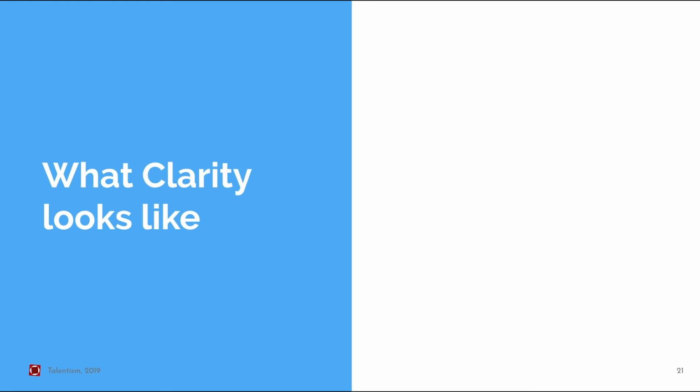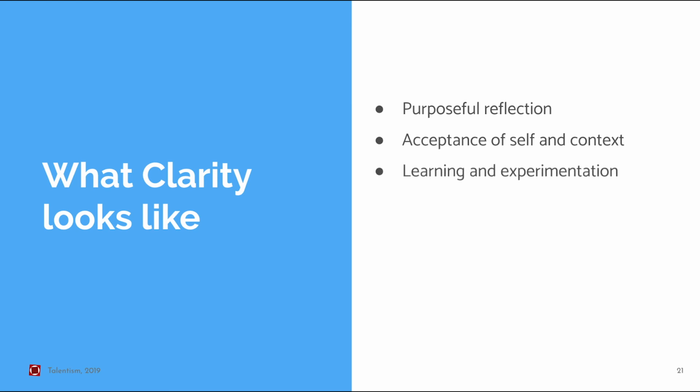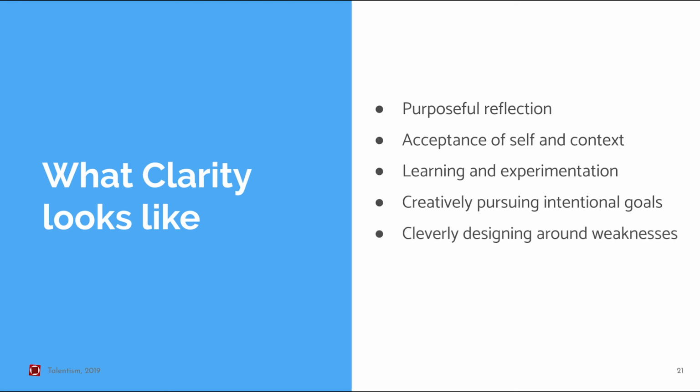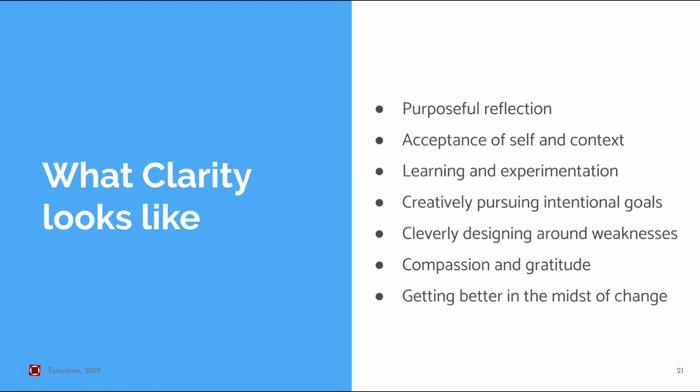When you know what to look for, you can notice the signs of clarity pretty easily. You can notice purposeful reflection, acceptance of self and context. You can see greater learning, more experimentation, creatively pursuing intentional enterprise level goals instead of protection goals. You see people cleverly designing around weaknesses, expressing more compassion for others, expressing more gratitude for what others have done. More importantly, getting better in the midst of change.